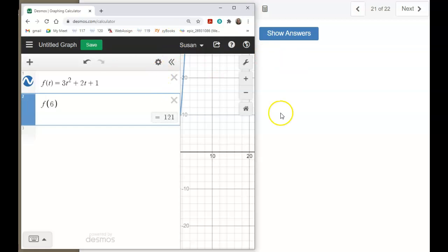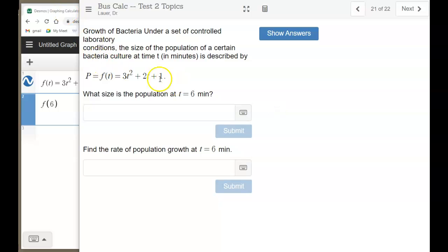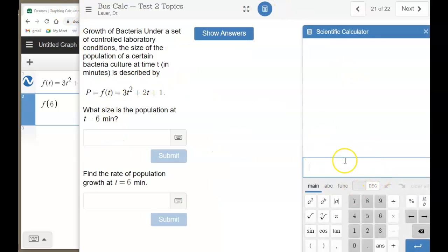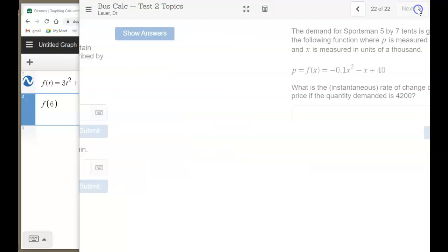So it's easy enough to get answers to these pretty quickly. You could also do f of 6 here, doing the same thing in this calculator, and finding the rate of population growth. That means take the derivative, which is easy enough to take at 6x plus 2, and put that in here. So you have a couple of ways to do these problems correctly with the Desmos calculator.